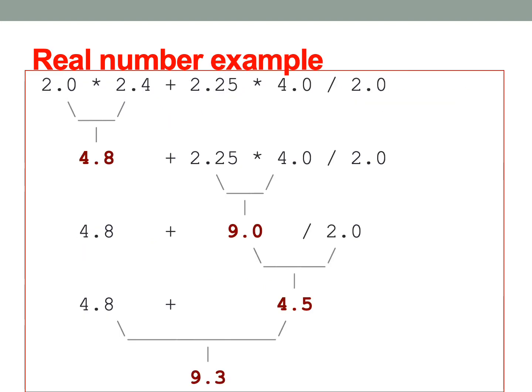In this example, it shows that real numbers also use the same precedence rules as integers, where multiplication will be done first because it is the first operation at the left, then another multiplication, division, and finally the addition.